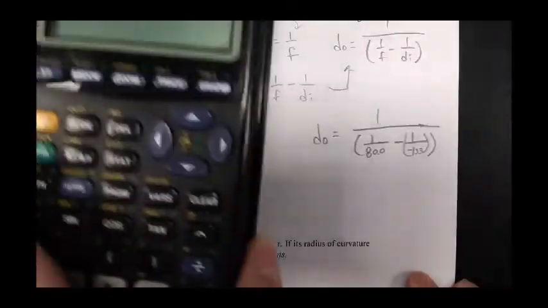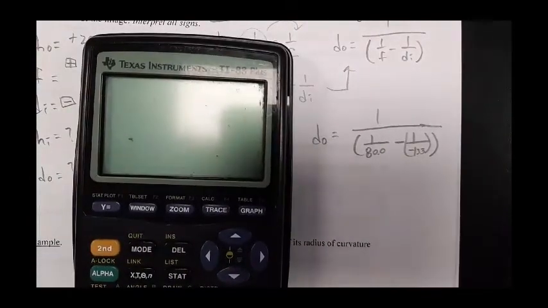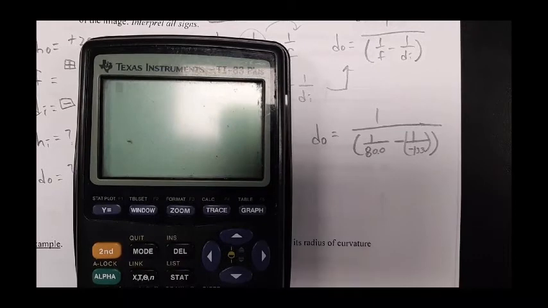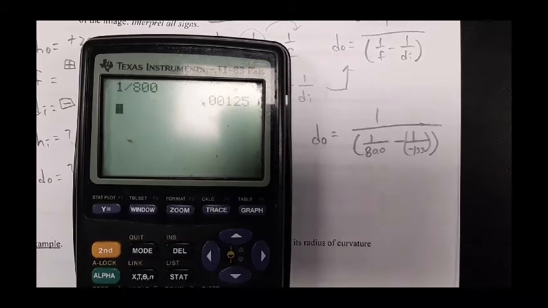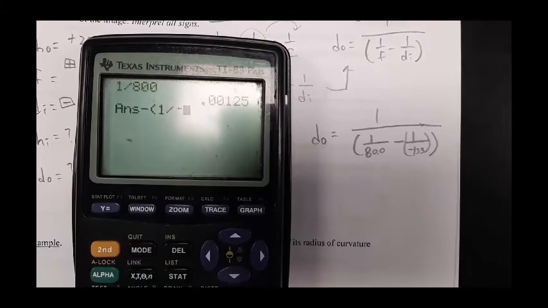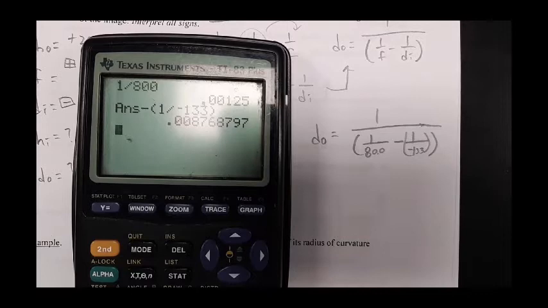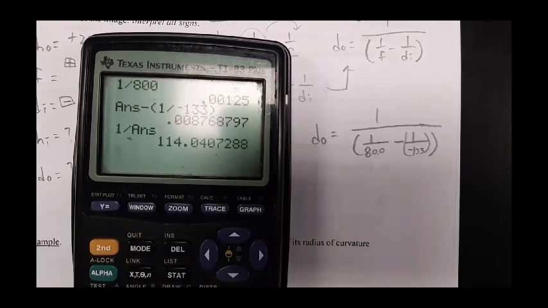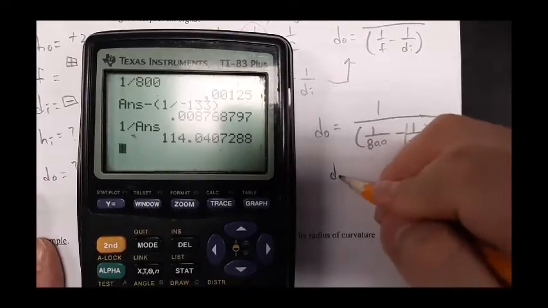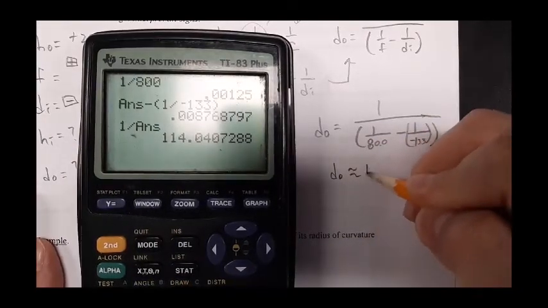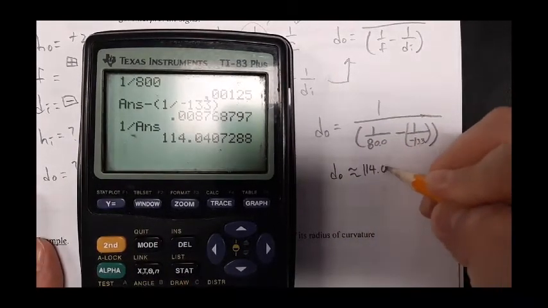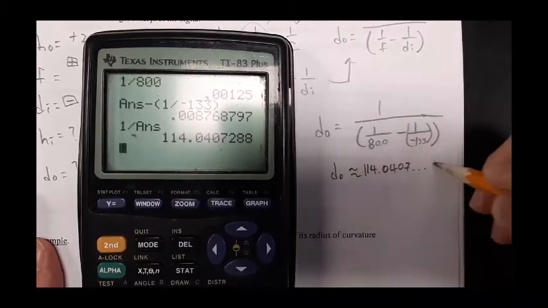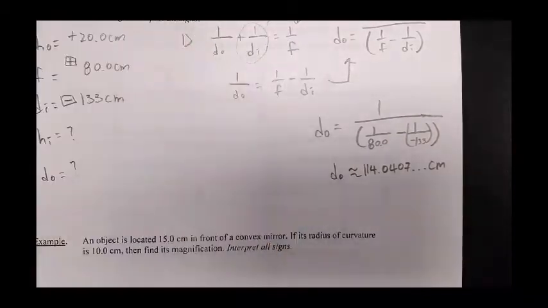Now, let's punch those numbers in. First things first, 1 over 80.0, that's what I have, minus 1 divided by negative 133. I'm doing the denominator first, and for that answer, I just need to do 1 divided by that number. So the whole DO is in fact 114.0407 centimeter. It should be the same unit.